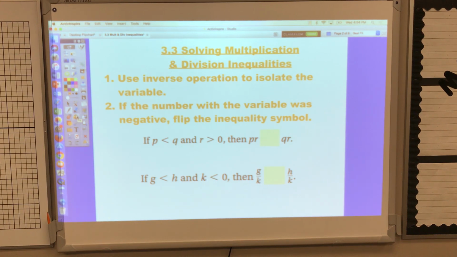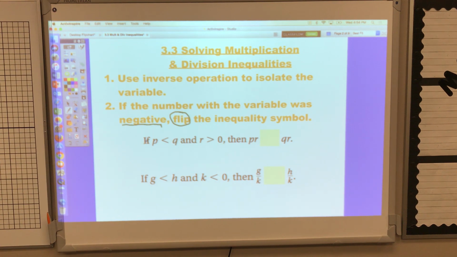Today you will be learning lesson 3.3 on solving multiplication and division inequalities. The way we do this is the same way we did multiplication and division equations. Use your inverse operations to isolate the variable. However, the difference is if the number with the variable is negative, you need to flip the inequality symbol.